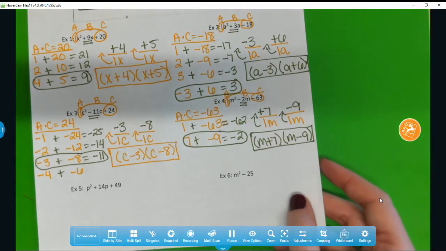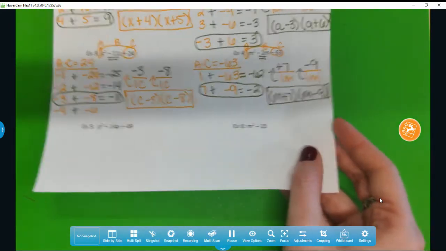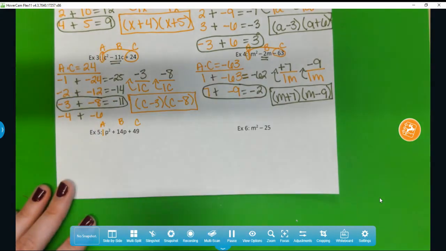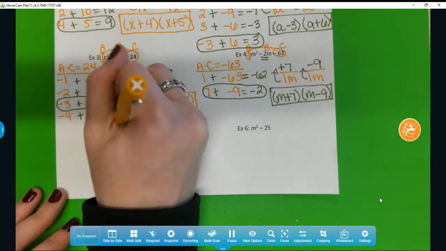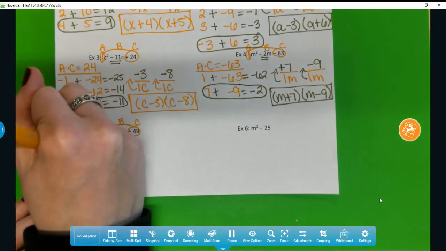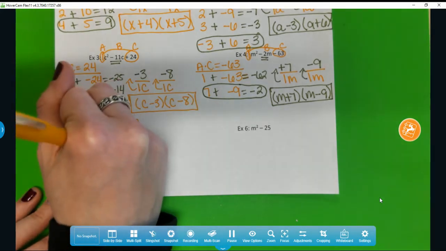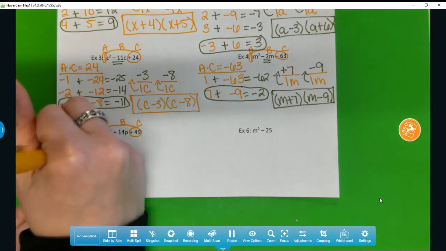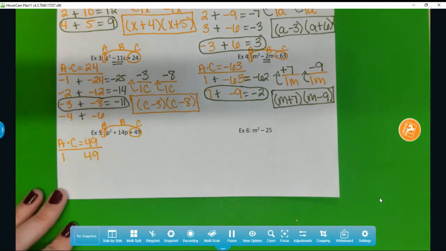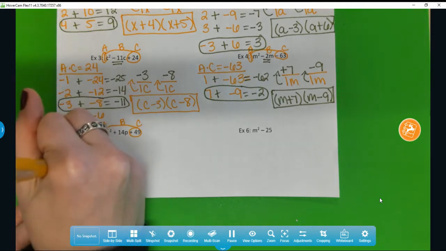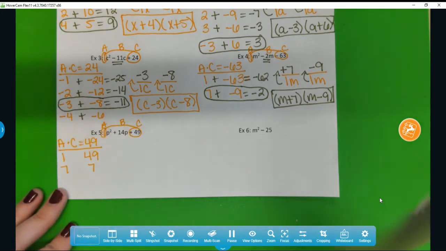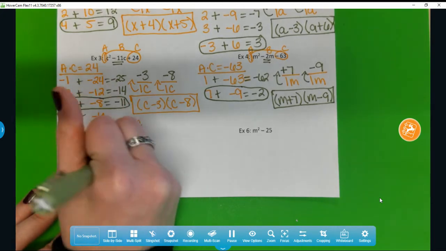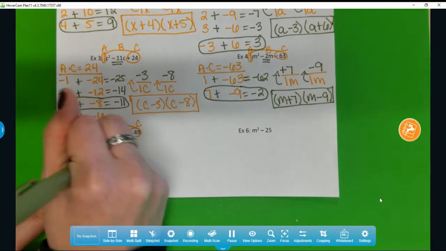Okay, on the next one, we have A, B, C. So we're multiplying A times C, which is 49. Our factors are 1 and 49. Everything's positive, so all these are going to be positive. And then we have 7 and 7. So I'm going to add to try to get 14. 1 plus 49 is 50. 7 plus 7 is 14. So those are my winners.